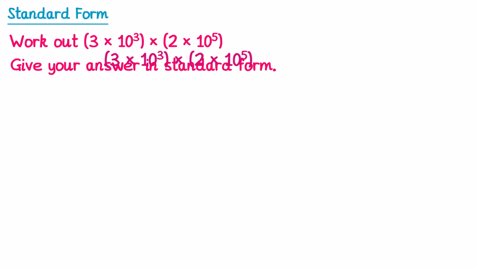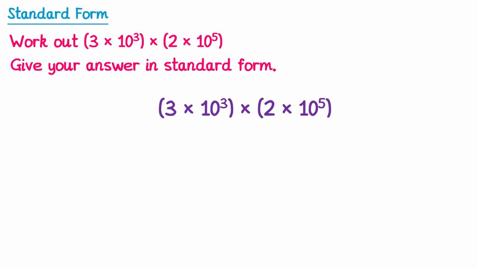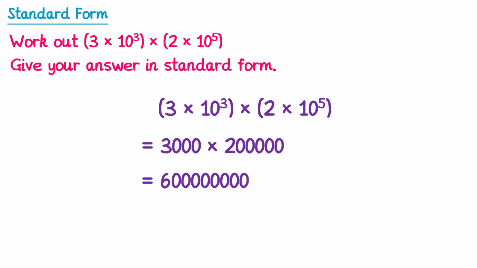So one way of doing this is taking the question and rewriting both of these numbers as ordinary numbers. I'm not going to explain this process anymore because we've done it several times in this video. So 3 times 10 to the power 3 is 3,000, and 2 times 10 to the power 5 is 200,000. So we're just multiplying 3,000 by 200,000. To do this, we can do 3 times 2, which is 6, and then we've got 1, 2, 3, 4, 5, 6, 7, 8 zeros, so 6 followed by 8 zeros, or 600 million.